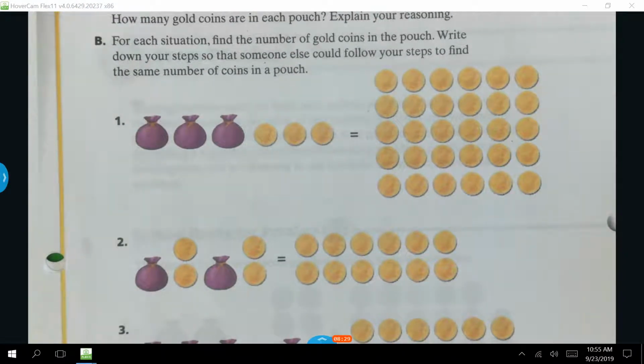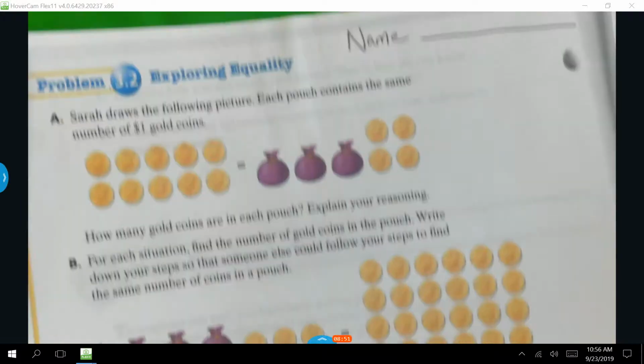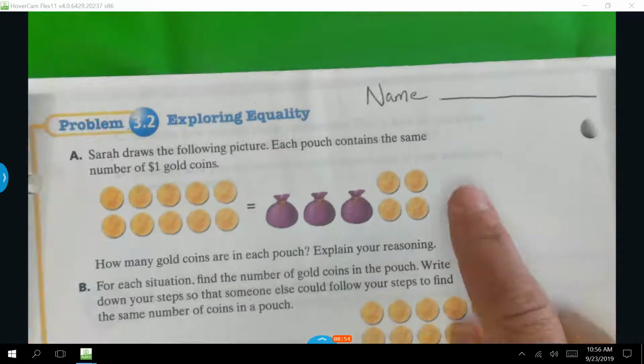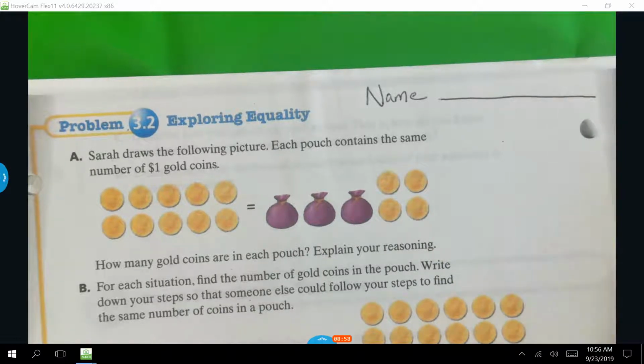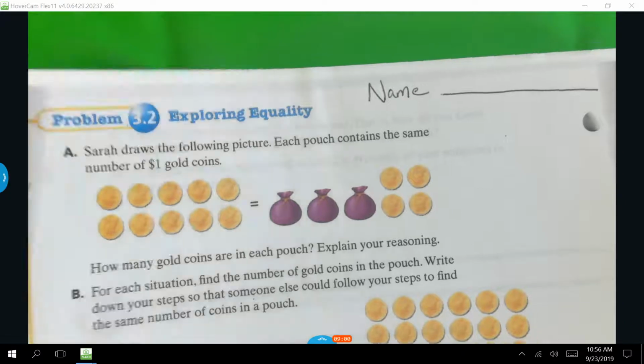For each situation, find the number of gold coins in the pouch. Write down your steps so that someone else could follow your steps to find the same number of coins in a pouch. Now, I'm the math teacher, not the ELA teacher. I like bullets. So if you just want to do quick little bullets, like canceled out 4 on each side, something as simple as that. Canceled out 4 coins, 6 coins equals 3 pouches, 6 divided by 3 equals 2. That's all I'm looking for, just bullets.